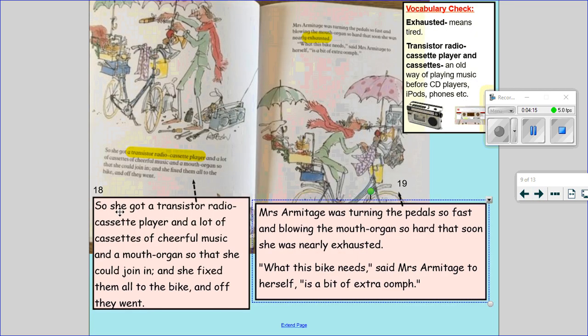So she got a transistor radio cassette player and a lot of cassettes of cheerful music and a mouth organ so that she could join in. And she fixed them all to the bike and off they went.